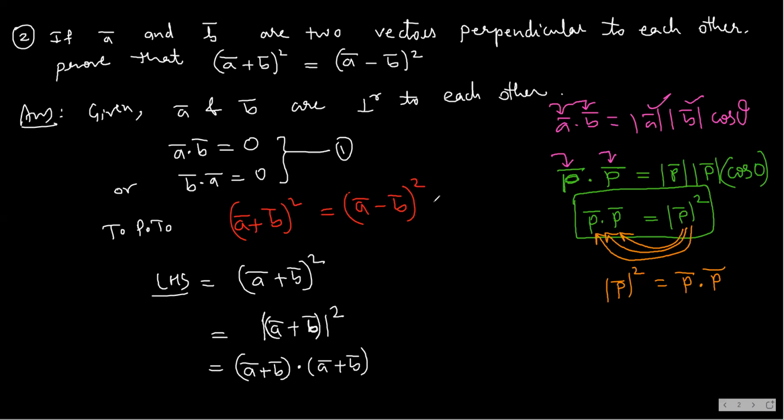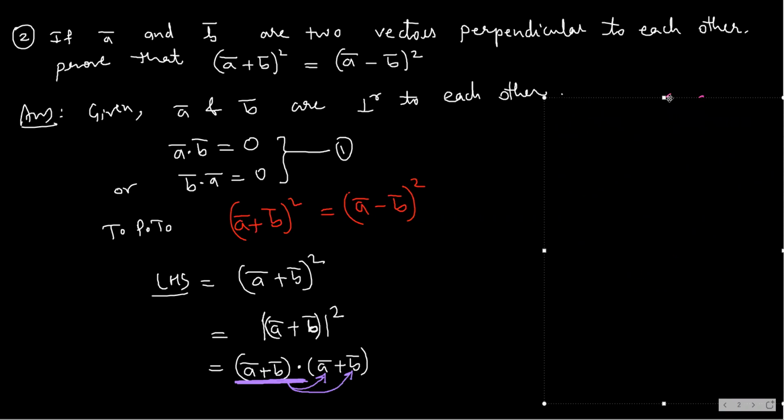Okay. Now what will I do? I will distribute dot over sum. So see here, this will be distributed. I distribute a bar plus b bar dot over a bar plus b bar. I consider this whole bracket as one vector. So the next step is a bar plus b bar dot a bar, plus a bar plus b bar dot b bar, and in between we will have a plus sign. Okay. So what do I get?